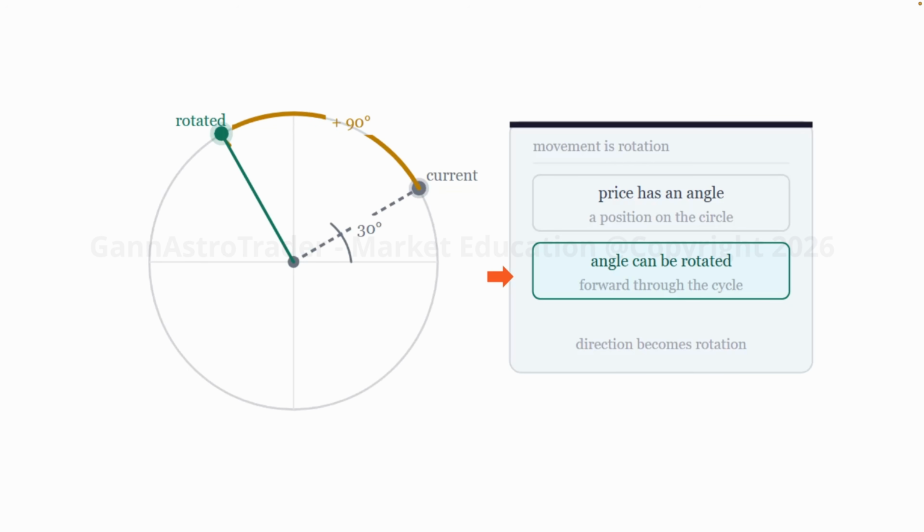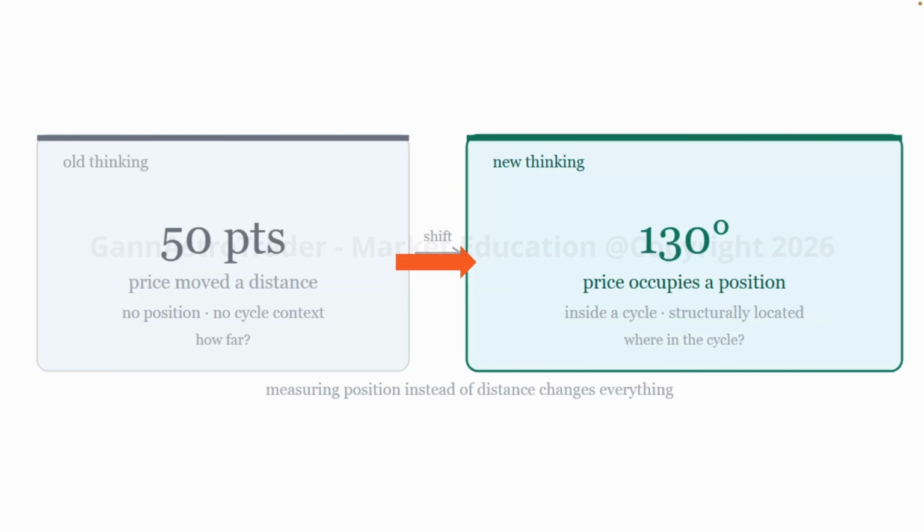This means movement in price is not just direction. It is rotation through a cycle. So instead of thinking that price moved 50 points or 100 points, think of it like this. Price moved a certain number of degrees within a cycle. This completely changes how you look at the market because now you are measuring position instead of distance.